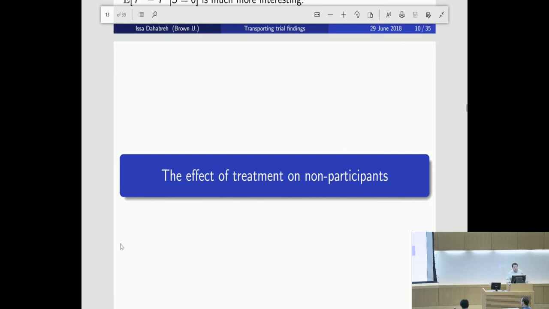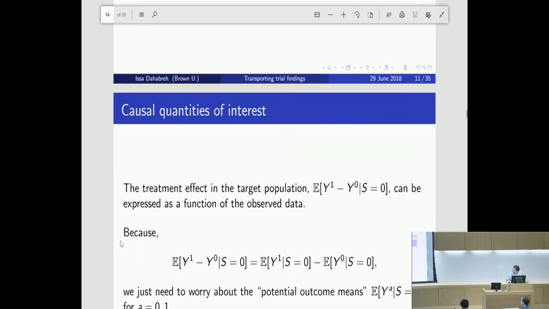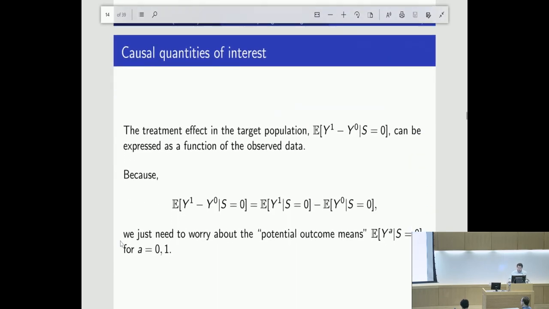So how are we going to identify and estimate the effect of treatment on the non-participants? Okay. So I use the same tricks Roy introduced in the morning, just conditional on S equals zero.